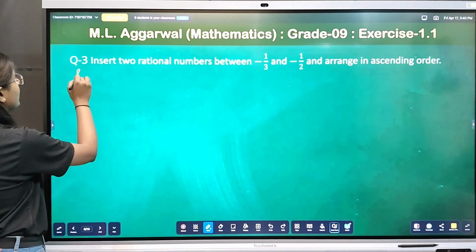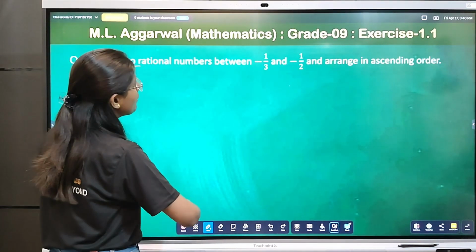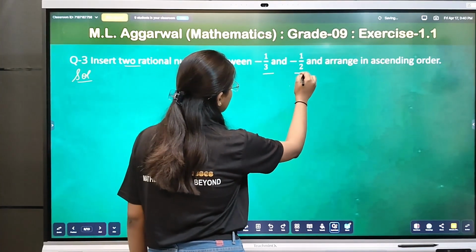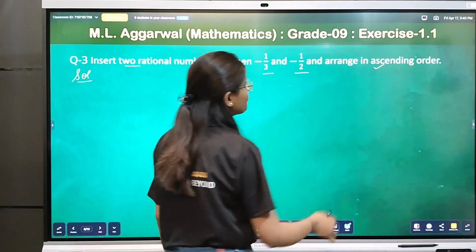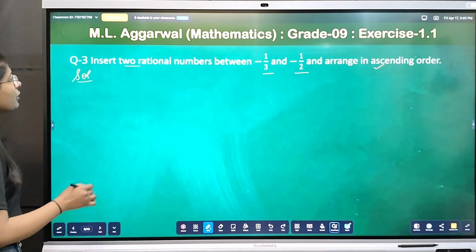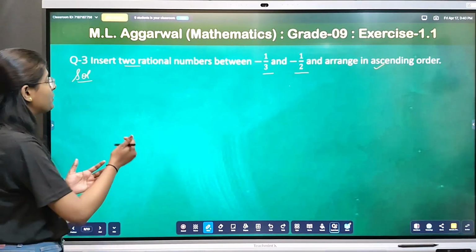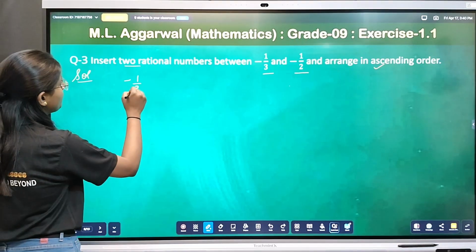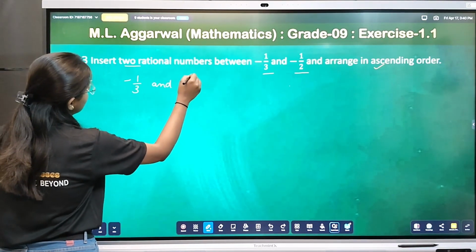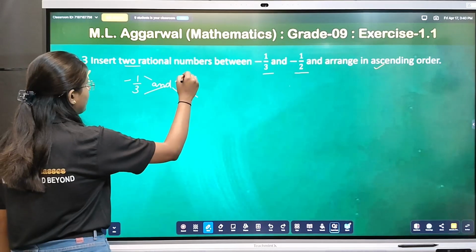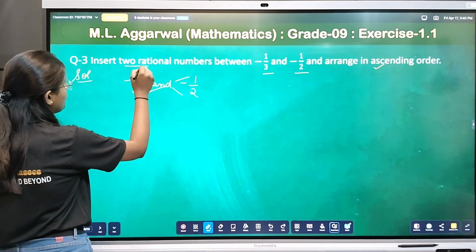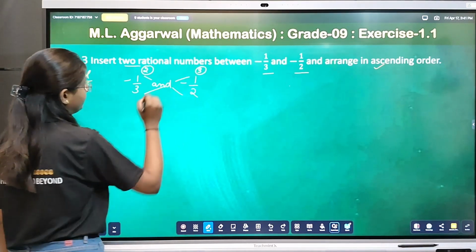Our question number 3 is, insert two rational numbers between minus 1 upon 2 and minus 1 upon 3, then arrange them in ascending order. To arrange them in ascending order, first we are going to compare these two numbers. How to do that? Minus 1 by 3 and minus 1 upon 2. Compare the numerator and multiply it by denominator. You will be getting 2 here and you will be getting 3 here.